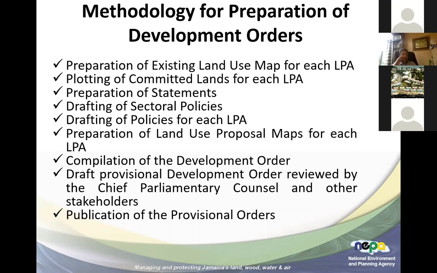We have the compilation of the development order, and after that, the order becomes a draft development order. Then we move to the stage of provisional development order, where the order is reviewed by the Chief Parliamentary Counsel and other stakeholders. And based on the advice of the authority, we then move to the stages of provisional publication and towards confirmation.